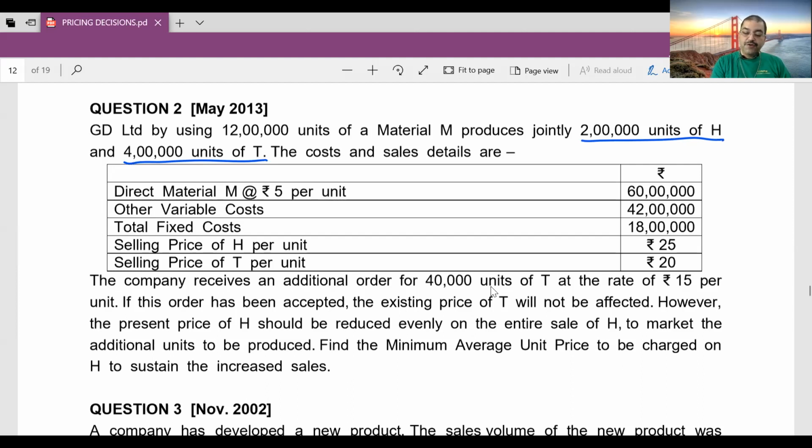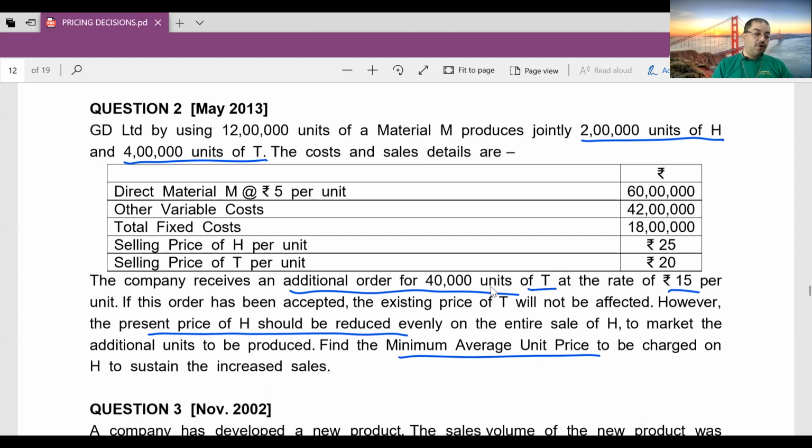Company receives an additional order for 4,000 units of T at the rate of 15 rupees per unit. That means that is the offer price. If this order is accepted, the existing price of T will not be affected. However, the present price of H should be reduced on the entire sale of H to market the additional units to be produced. Find the minimum average unit price to be charged on H to sustain the increased sales.